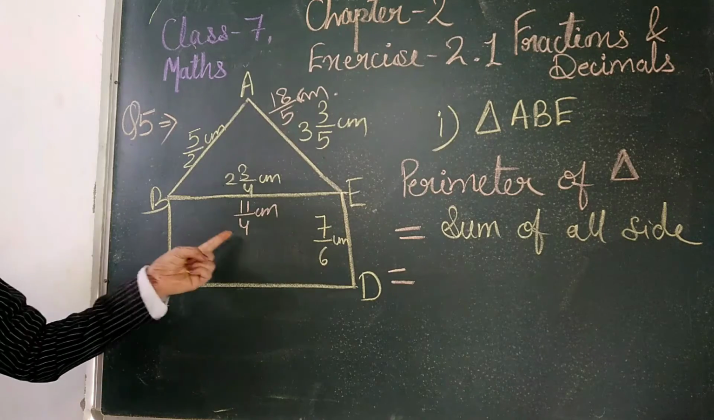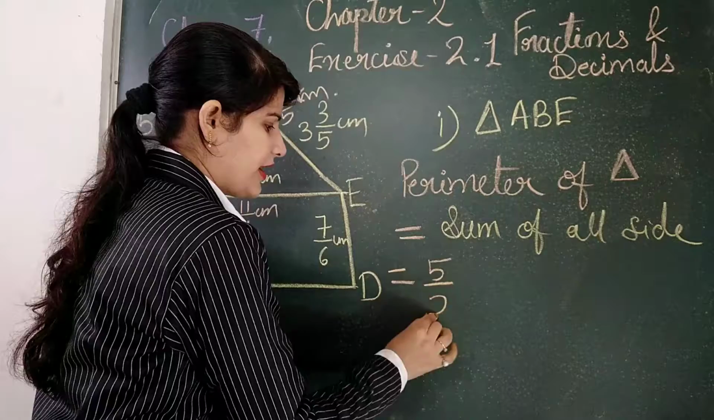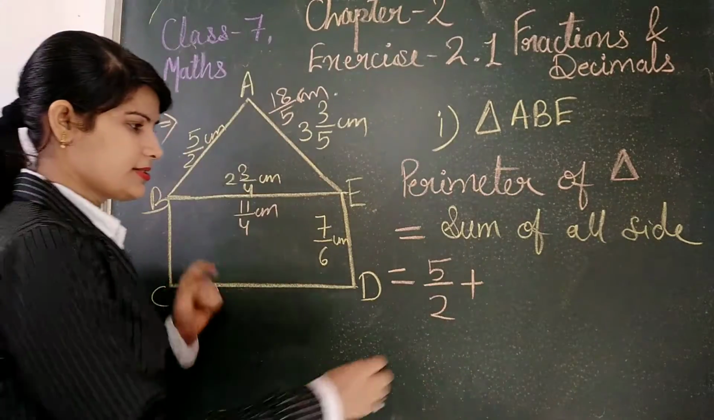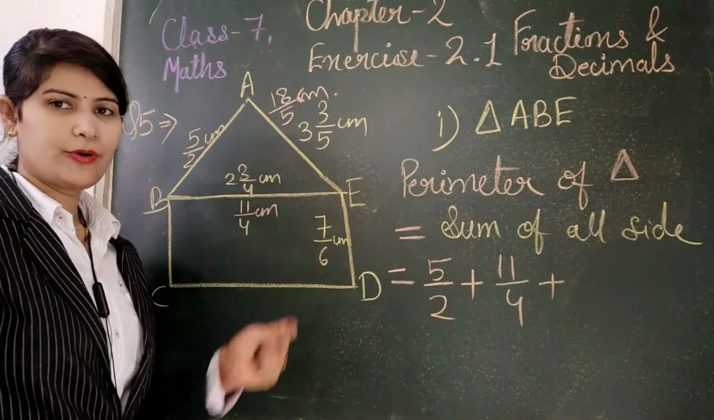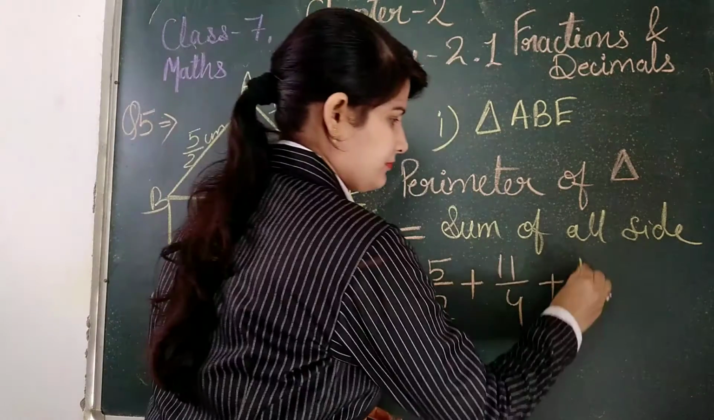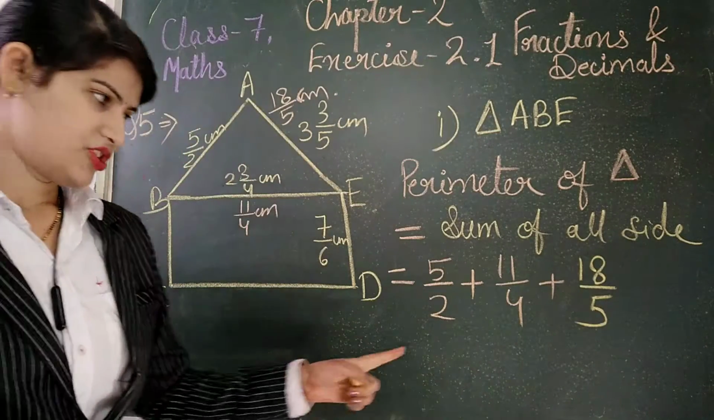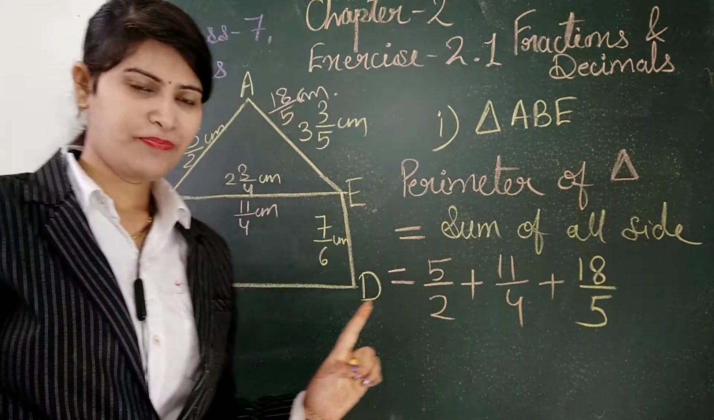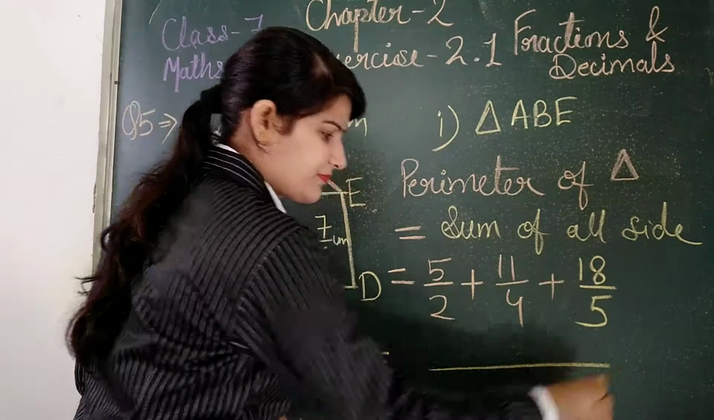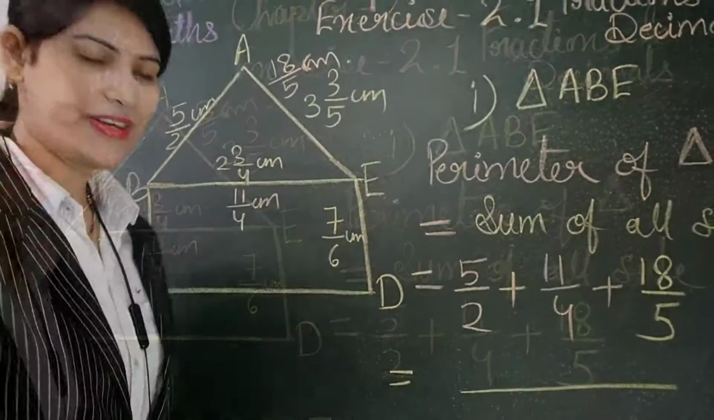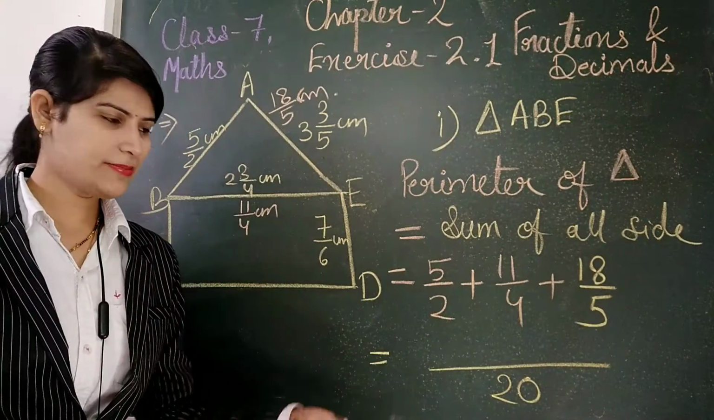Now solve the improper fraction addition. So here it is 5/2 plus 11/4 plus 18/5. Now first step, check the denominators are different. Okay, so what do we have to take? LCM. Okay, so what is that? It is 20.